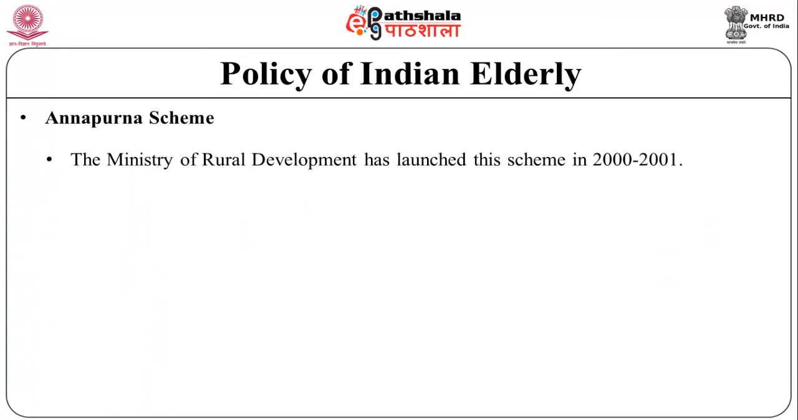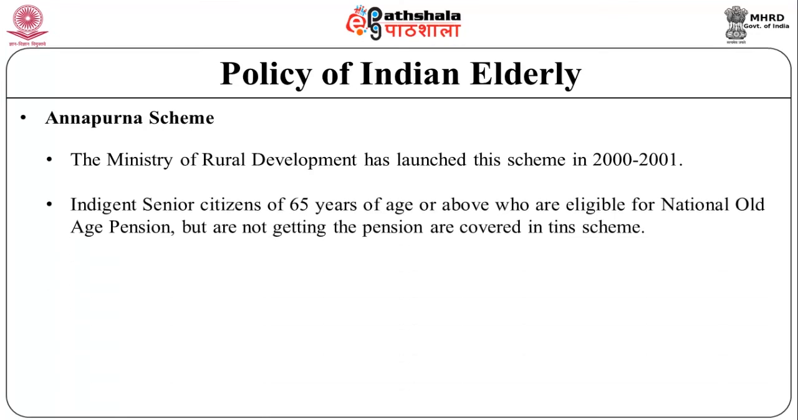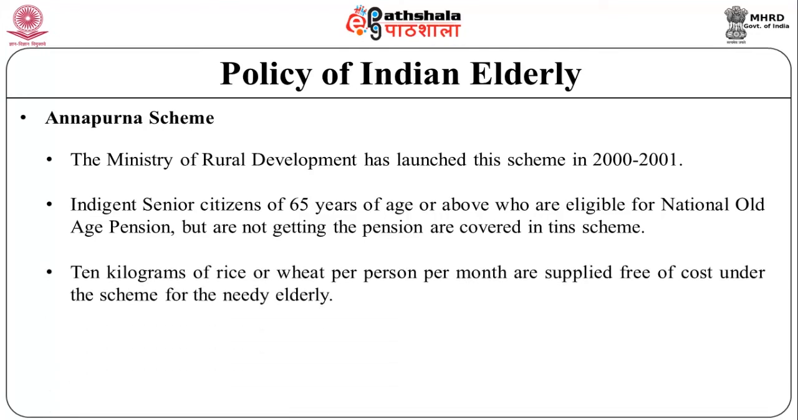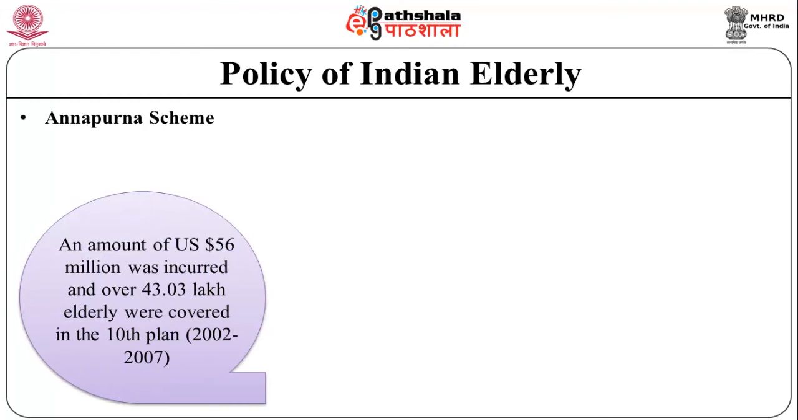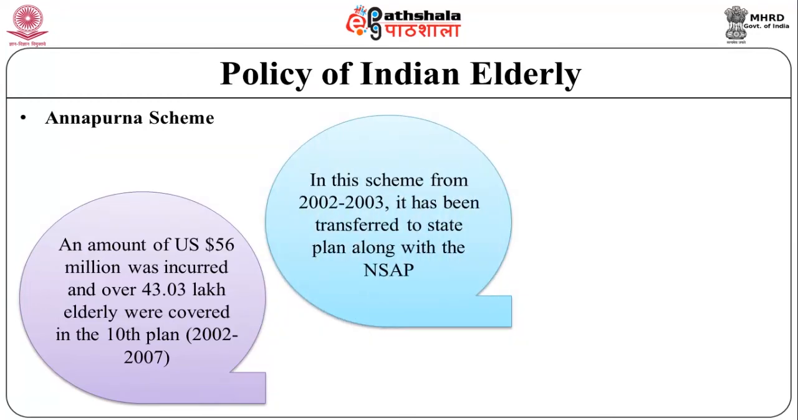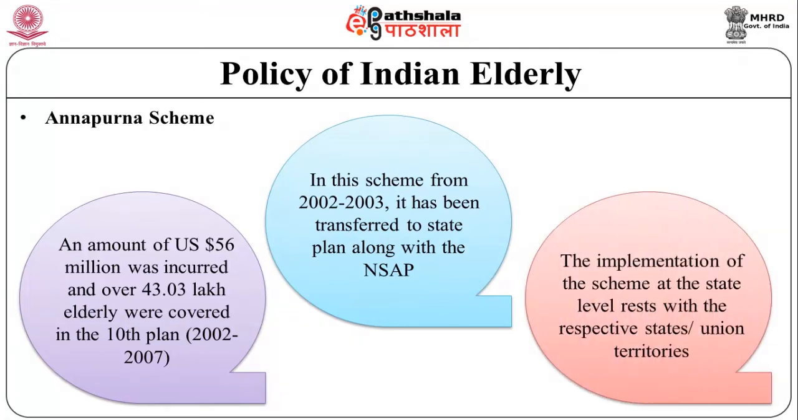The Ministry of Rural Development launched this scheme in 2000 and 2001. The indigent senior citizens of 65 years and above who are eligible for National Old Age Pension but are not getting the pension are covered in this scheme. 10 kg of rice or wheat per person per month are supplied free of cost under the scheme for the needy elderly. An amount of $56 million was incurred and over 43.03 lakh elderly were covered in the 10th plan. From 2002 to 2003, this scheme has been transferred to the state plan along with the NSAP. The implementation of the scheme at the state level rests with the respective state or union territories.